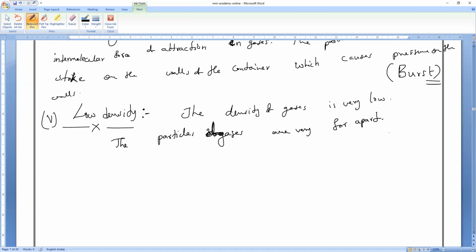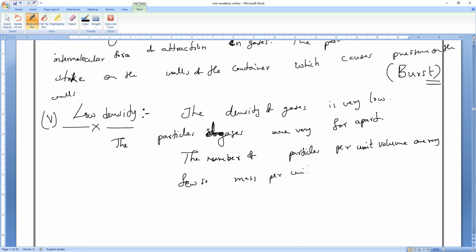Very far apart. So it means the number of particles per unit volume is very less, very few. So is the mass per unit volume less or more? Less. Mass per unit volume we call density. Density is very low. Understand?